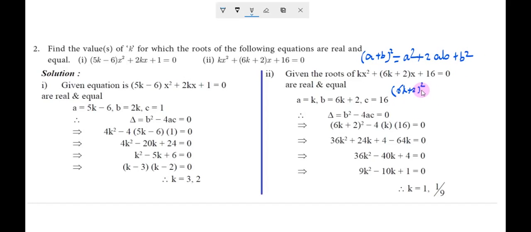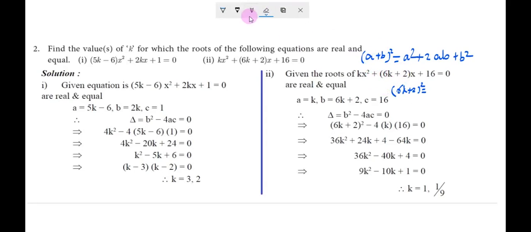So 6k plus 2 the whole square means first you need to find what is a, what is b. Okay, here a value 6k and b value, okay, I am just focused, just compare this equation with the given expression. Understood? So in this expression a value 6k, b value 2, just compare a equal to 6k and b equal to 2.